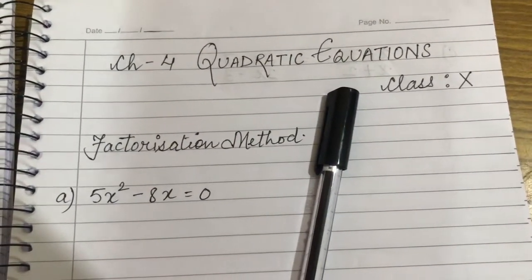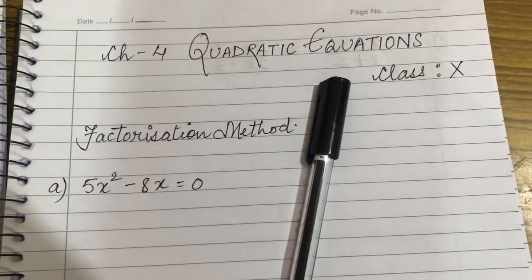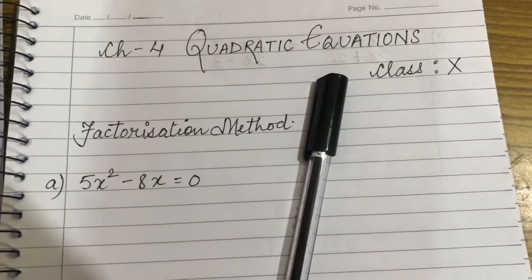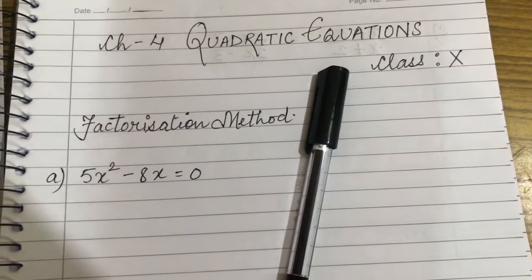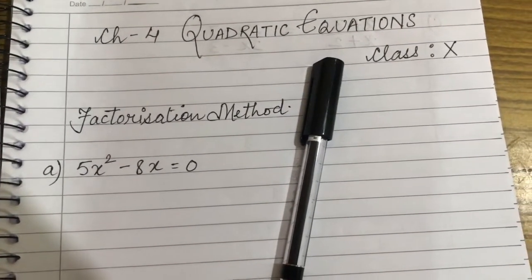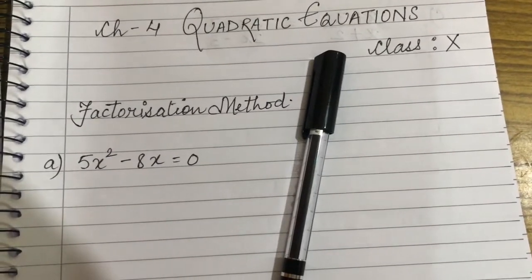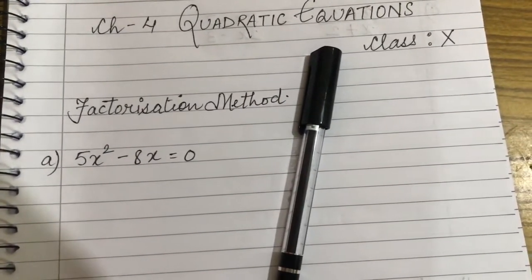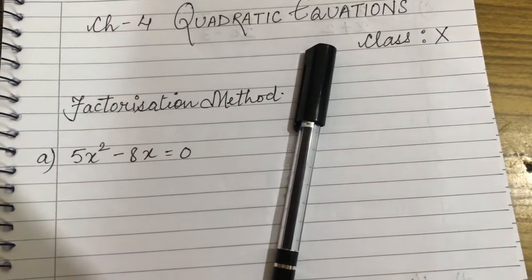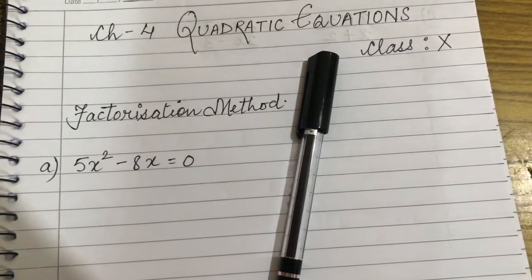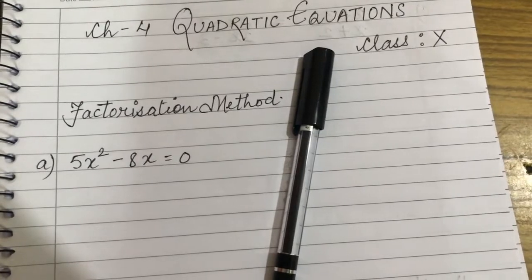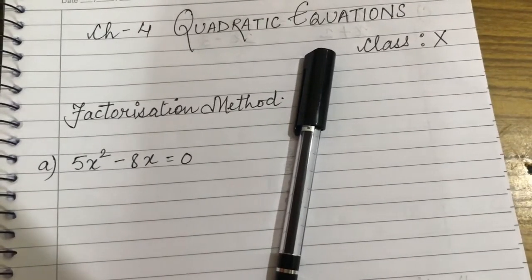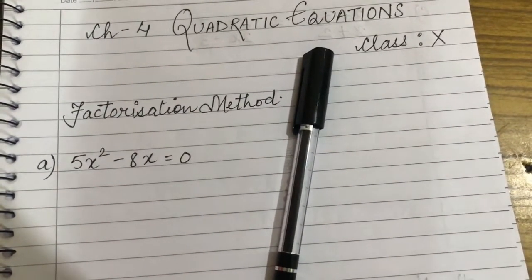This video is for class 10 students on chapter 4, quadratic equations. In the last video shared by me, I had told you about the general or standard form of a quadratic equation, its roots and how to identify such equations. I had also told you that there are three methods to find the roots of such equations: first is the factorization method, second is the completing the square method, and third is the quadratic formula.